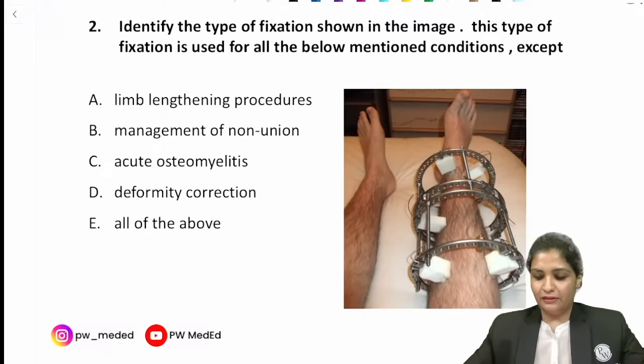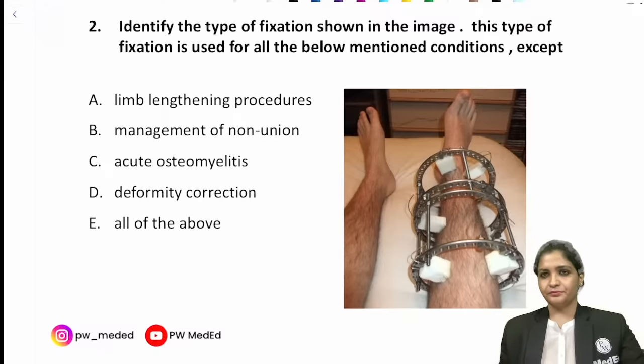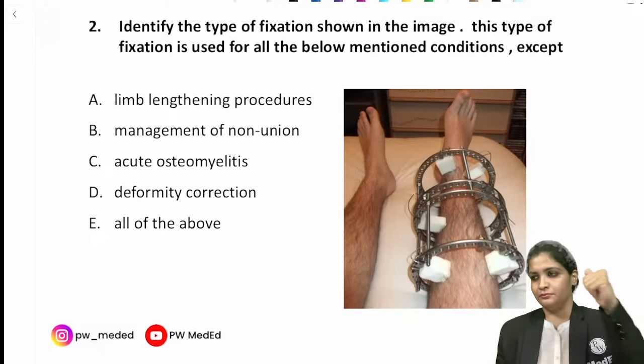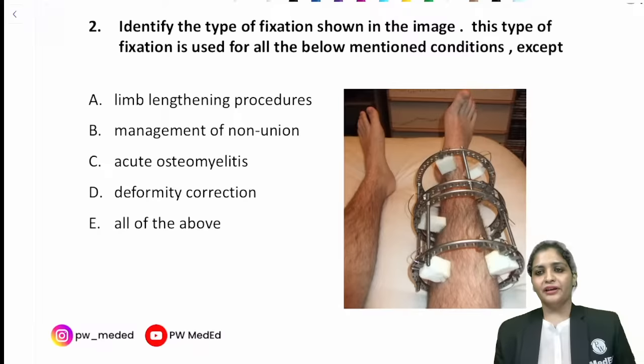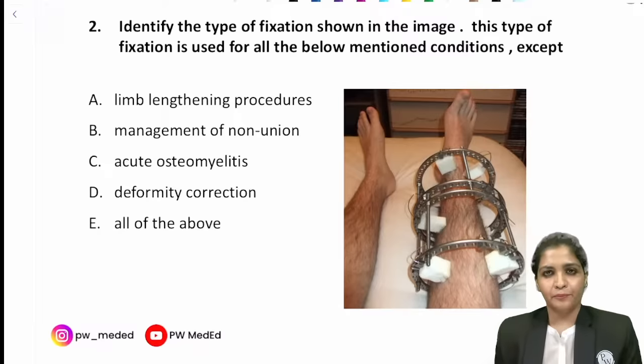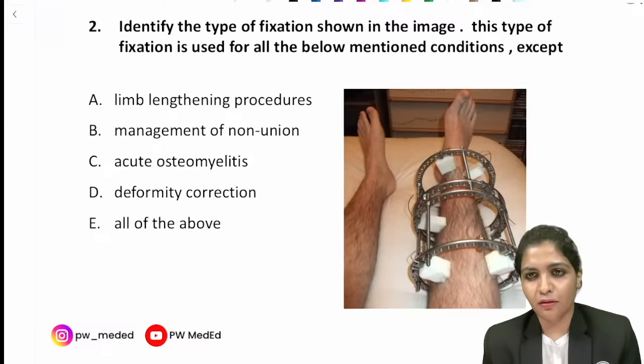I'm going to read the question for you. Identify the type of fixation shown in the image. This type of fixation is used for all the below mentioned conditions except. I'm waiting for your answers. So what is this type of fixation?